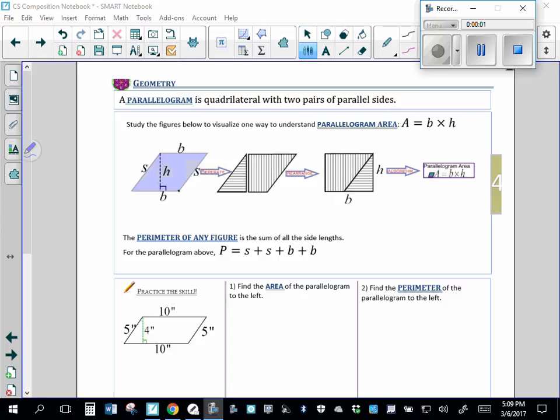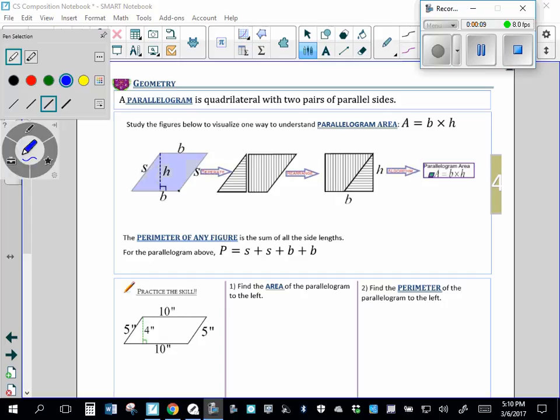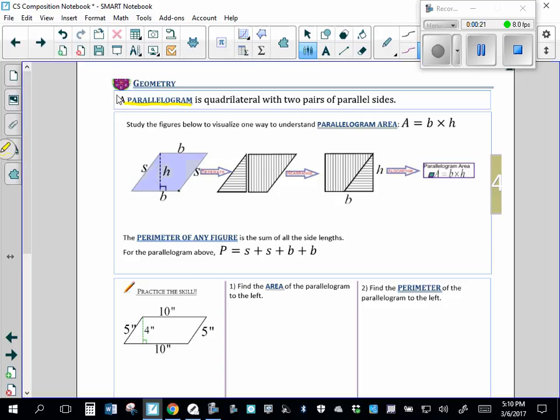Today we did a lesson on parallelogram area, and I'm going to just do a summary of the notes. So at the top of the reading here, you see that there's a little explanation, a definition of what a parallelogram is, and it's a quadrilateral, which means there are four sides and two pairs of parallel sides. So parallel sides are sides that don't intersect.